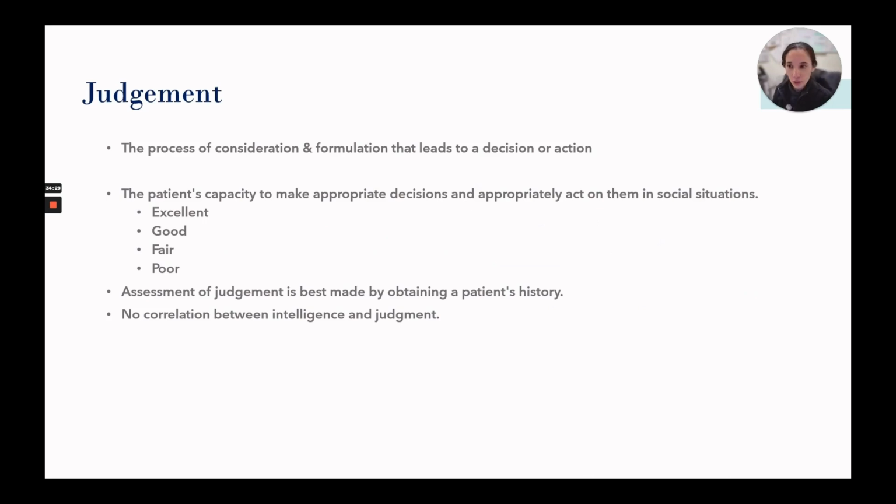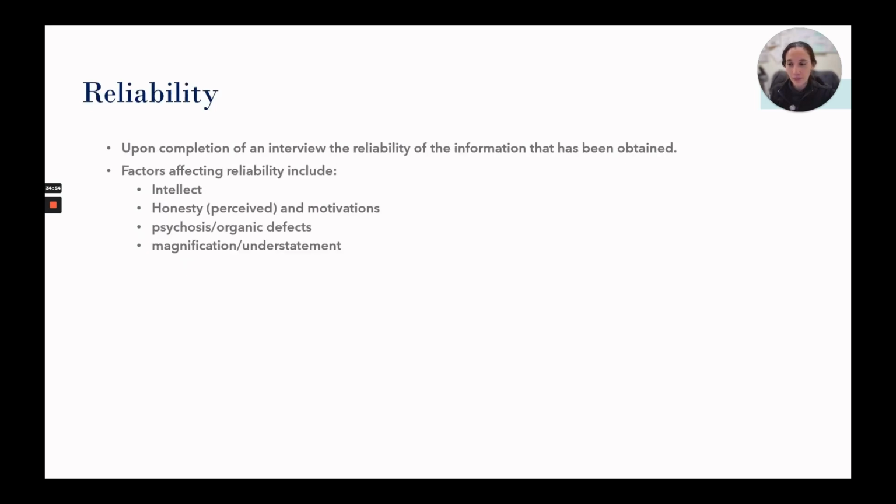So then we have judgment. This is the process of consideration and formulation that leads to a decision or action. The patient's capacity to make appropriate decisions and appropriately act on them in social situations can be excellent, good, fair, or poor. An assessment of judgment is best made by obtaining a patient's history, and there is no correlation between intelligence and judgment.